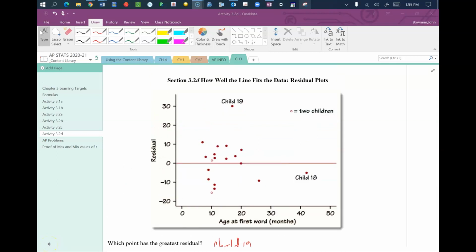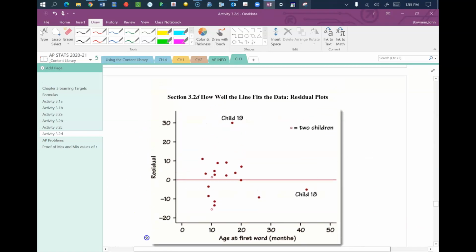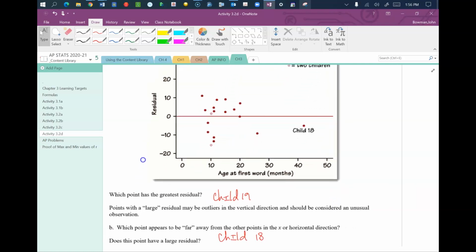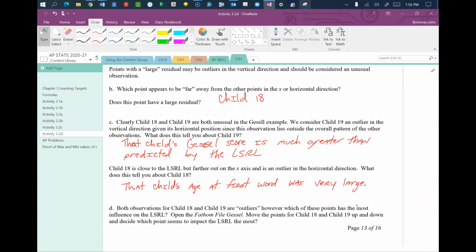Clearly, in terms of this data, child 18 and child 19 stand out and as such are called unusual observations in terms of the data. What we'd really like to know, though, is other than both being outliers, which one has the most influence on the least squares regression line? And so what we're going to do is open up a file called the Gesell file, which is basically this data, and we're going to manipulate those points to see what happens.